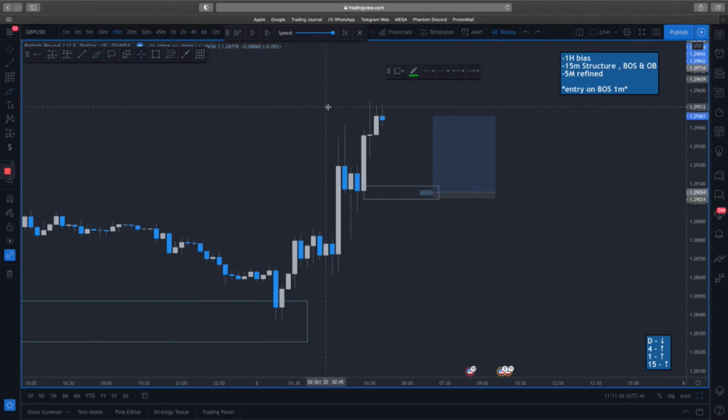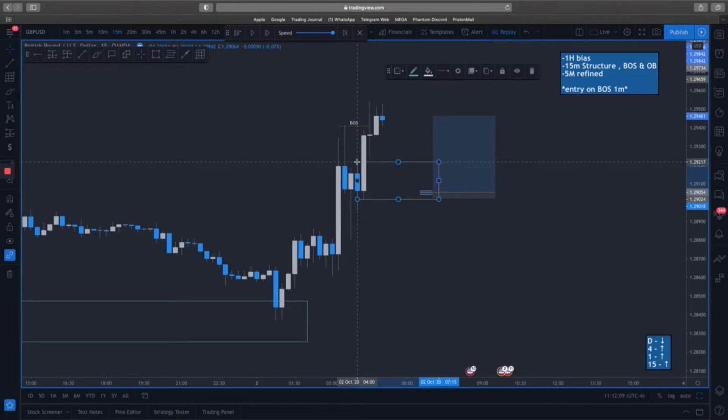So let's get this guy out. What do we have here? We have a nice little break of structure, or break of the high here on the 15-minute. Me personally, I like to wait for an actual body close above the high. So like this right here, this isn't considered a break for me. I'll wait for an actual close above. So we have a break, and if we look left, we have this order block here.